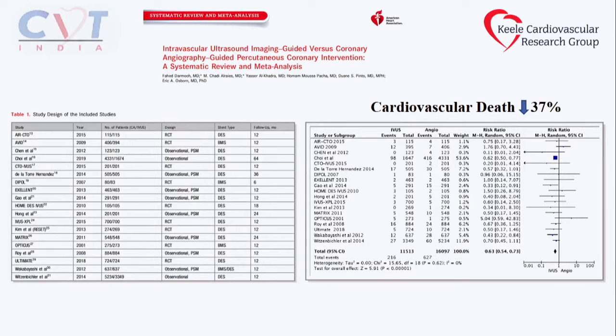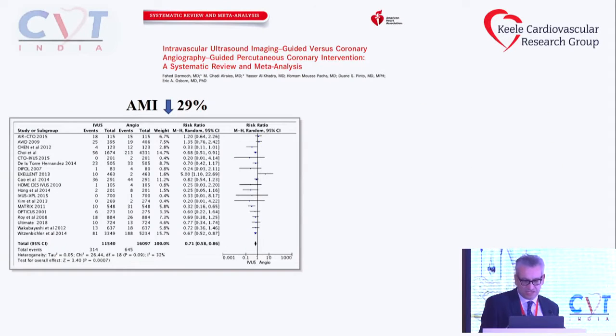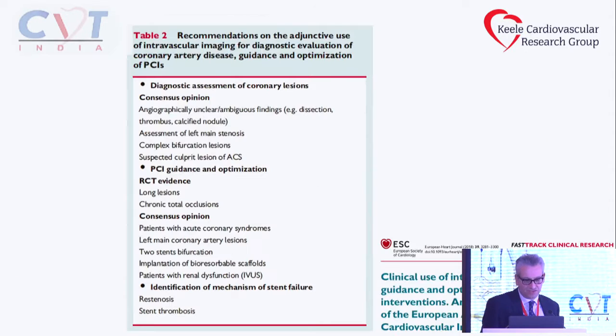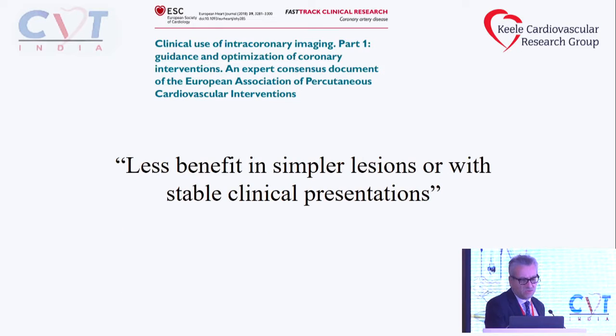We know that intravascular imaging, both in the ACS situation and non-ACS situation, is associated with improved outcomes. This is data that we're all familiar with, reductions in cardiovascular death, AMIs, TLRs, stent thrombosis. We know this. This is data from randomized trials. Recently, EAPCI released a consensus statement around when you should use intravascular imaging. And they gave a number of different indications, but one of the indications was in patients with acute coronary syndromes. And really, that's where my talk is going to focus. They also said that there's less benefit in simpler lesions or in patients with stable clinical presentations.